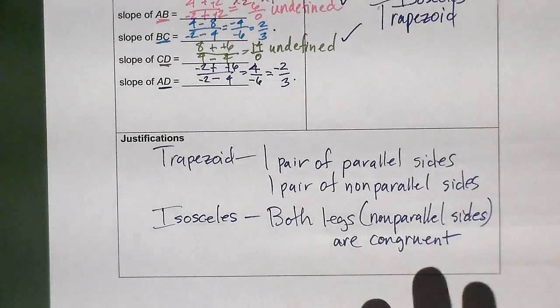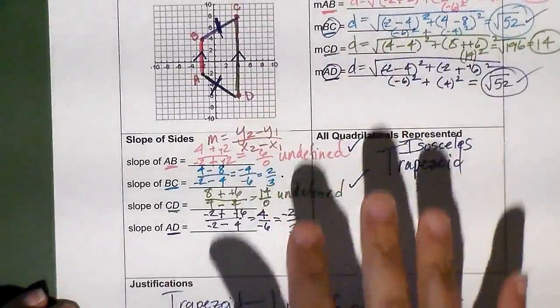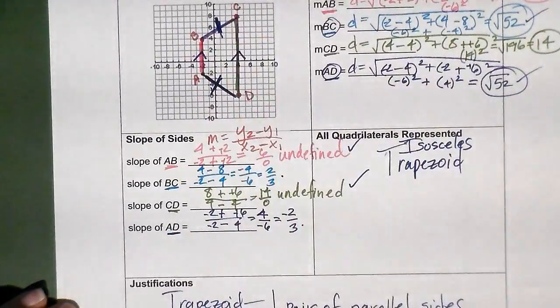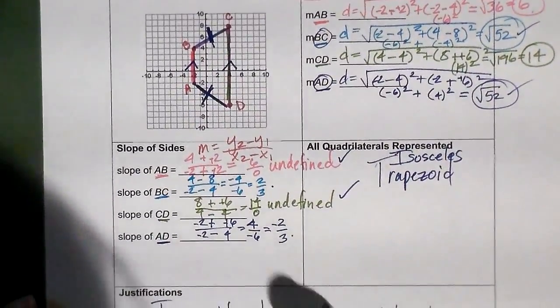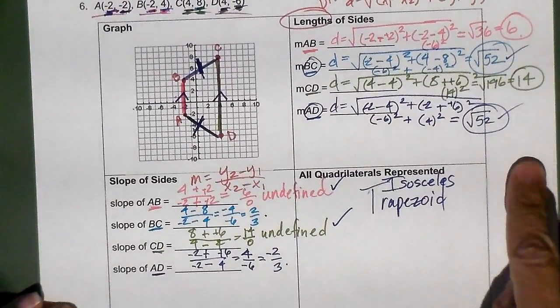It can be a trapezoid and you can have the same slopes, but not have the legs be the same, so it's just a generic trapezoid. But in this case, the two legs are both square root of 52. They're identical.